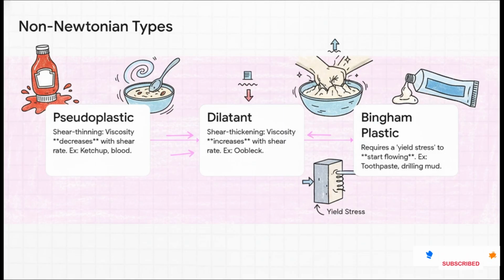First, you have pseudoplastics, which are also called shear thinning. These get less viscous the more you stir them. Ketchup is the absolute classic example. It's stuck in the bottle, but after a good shake, it flows easily. Then you've got the total opposite, dilatants or shear thickening fluids. Their viscosity increases with stress, like that famous cornstarch in water mix. And finally, you have Bingham plastics, like toothpaste, which won't flow at all until you apply enough force to get past a certain yield stress.